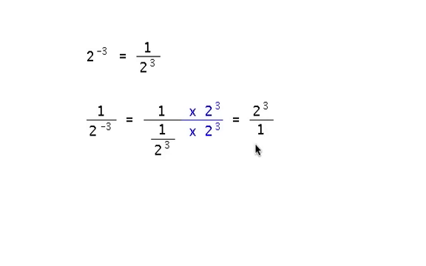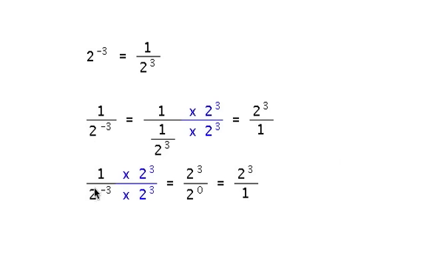And the shortcut rule to remember is that when a power crosses the division line, it changes sign. So when this goes to the denominator, it becomes positive. When this goes up to the numerator, it becomes positive. But that's just a shorthand way of remembering it. It's all based upon legitimate operations.